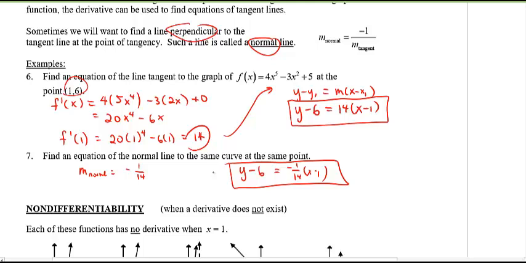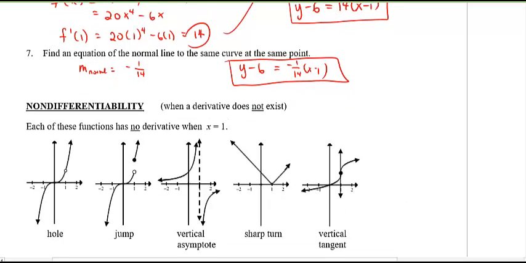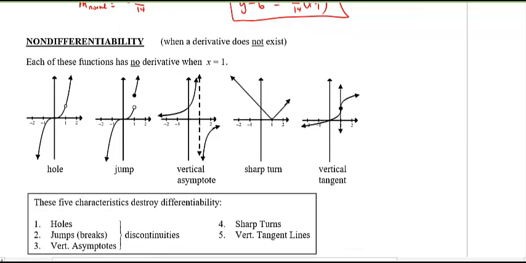Okay. All right, another concept here, nondifferentiability. That's when a derivative does not exist. Remember that derivative is really a limit, and limits cannot exist, so therefore, of course, derivatives might not exist. Where might they not exist? Here are a few samples of how a derivative does not exist at the point x equals 1.